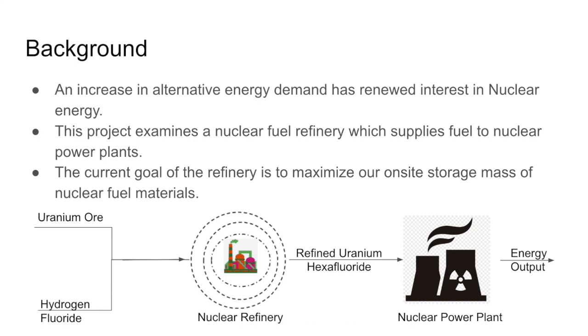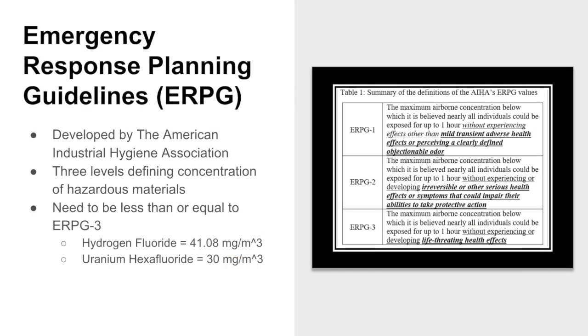To specifically put our problem in the context of optimization, we want to maximize the sum mass of our hydrogen fluoride and our refined uranium hexafluoride. We are using the American Industrial Hygiene Association Emergency Response Planning Guidelines, or ERPG, as a basis for our constraints. We will be using ERPG Level 3 concentrations for our maximum allowable concentrations in this problem, which are 41.08 milligrams per cubic meter of hydrogen fluoride and 30 milligrams per cubic meter for uranium hexafluoride.